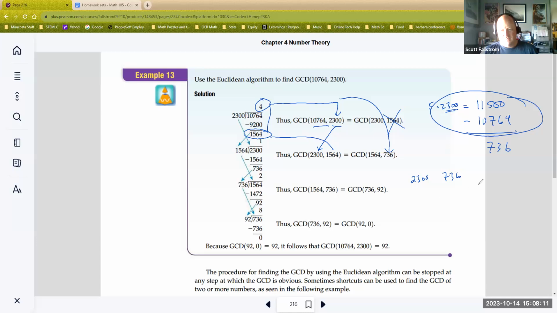So now I have 2208, which is 3 groups of 736, and I have 2300, and when I subtract, I get 92. So again, I'm getting down to the same place with 92 and 736. It's just taking me a little bit fewer steps.